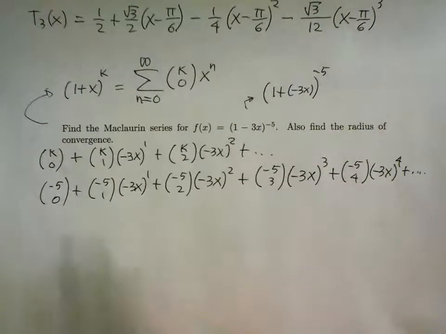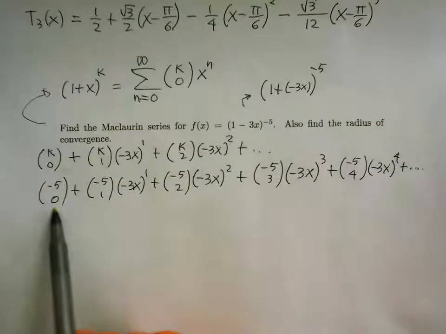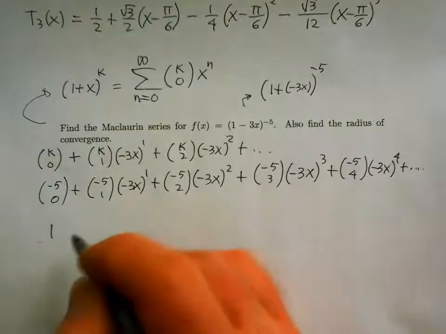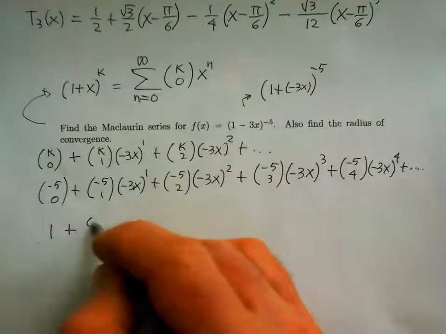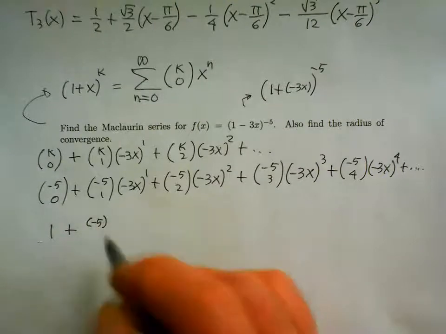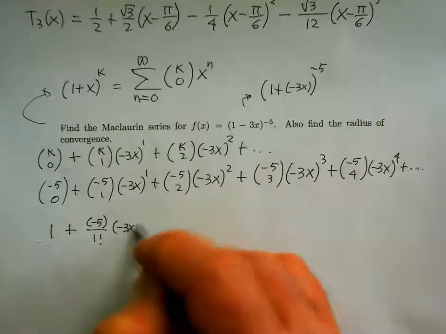So let's get an idea what this Maclaurin series looks like. Negative 5 choose 0, that's just 1. And then we have negative 5 divided by 1 factorial times negative 3x.